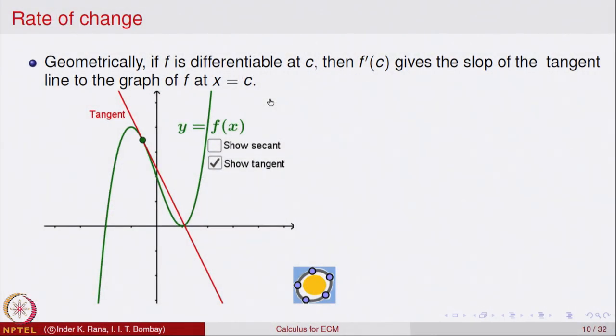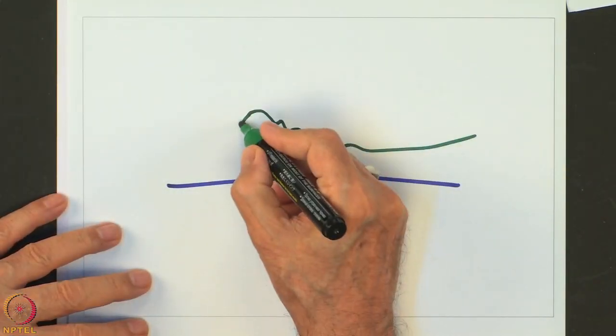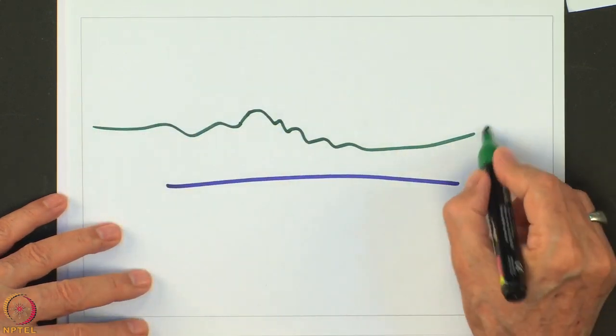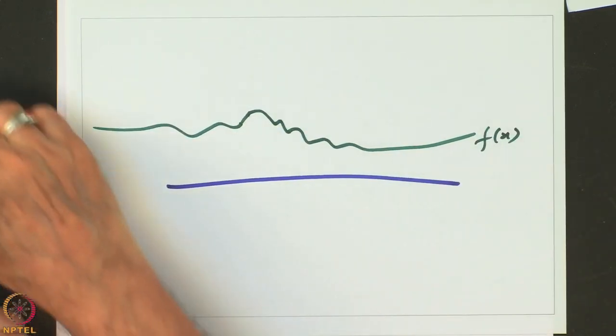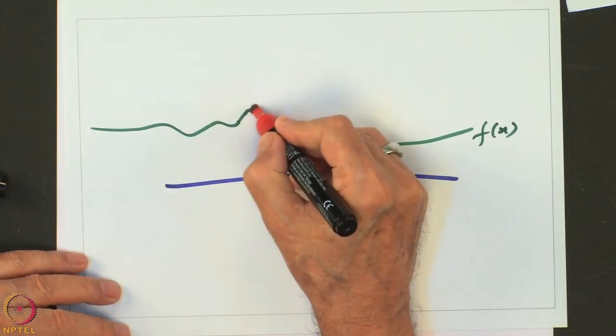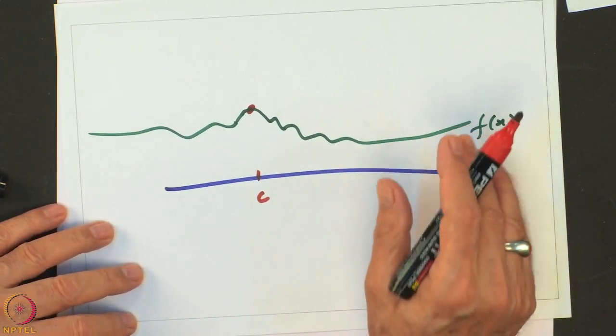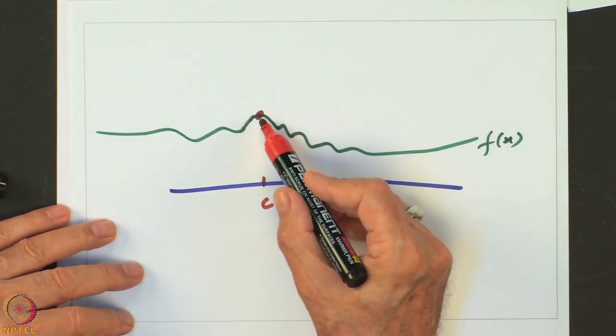Let me draw the graph once again and see what we are trying to do. Let me draw a slightly more involved graph. Let us say this is my graph of f of x, this is the point c, and that is the point where I am trying to look for a tangent. Which line should I take as a tangent? The line should have the property that it touches the graph only at one point.